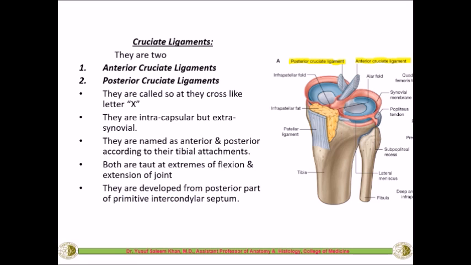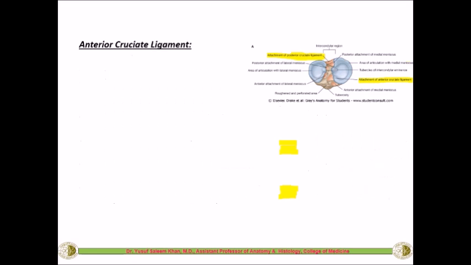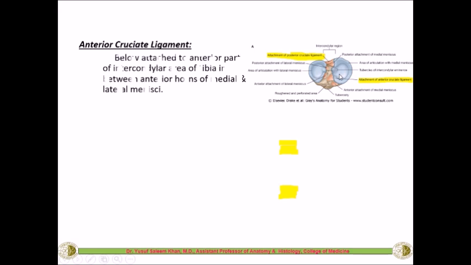These ligaments are actually developed from the posterior part of the primitive intercondylar septum. Coming to the anterior cruciate ligament, as you can see in this picture, if you remember, go back to this intercondylar surface. So here is the attachment of the anterior cruciate ligament on the tibia.